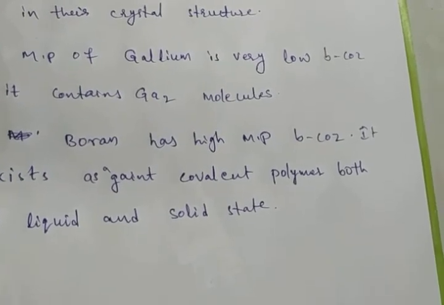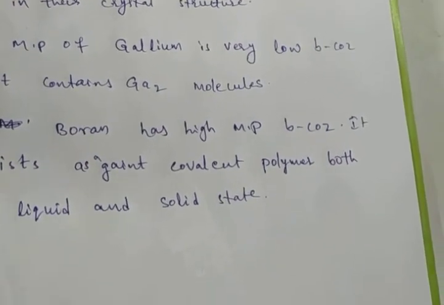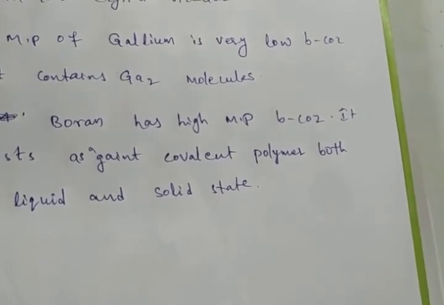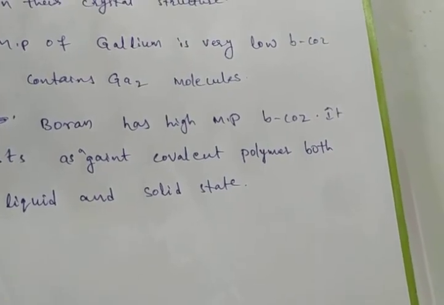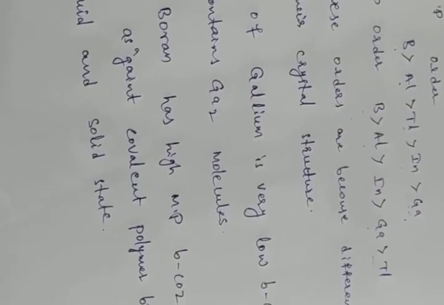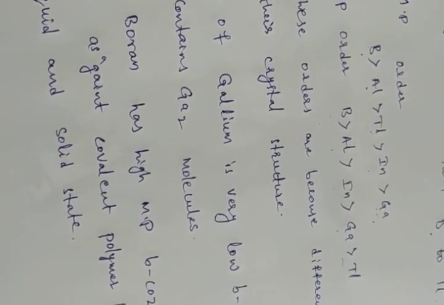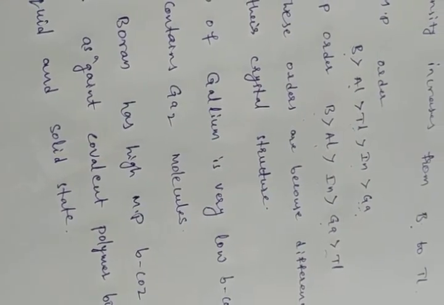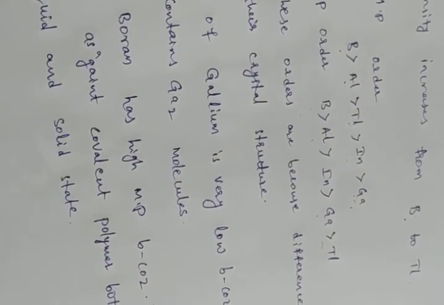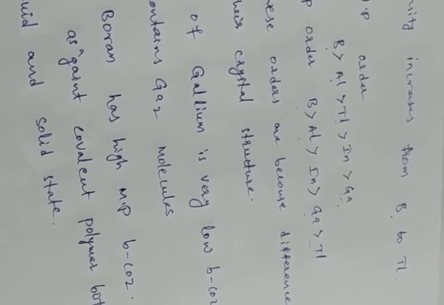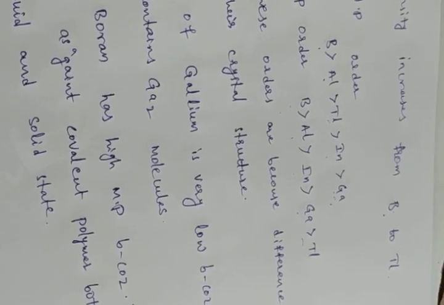I will send two tabular columns: one is the occurrence of metals and another is the name of minerals and their formulas. Which is the most abundant metal in the earth's crust? Aluminium is the most abundant metal. Which is the most abundant element? Oxygen. Element is different and metal is different. If they ask which is the most abundant metal, it is aluminium; if they ask the most abundant element, it is oxygen.